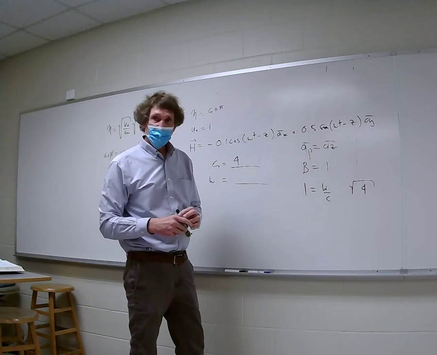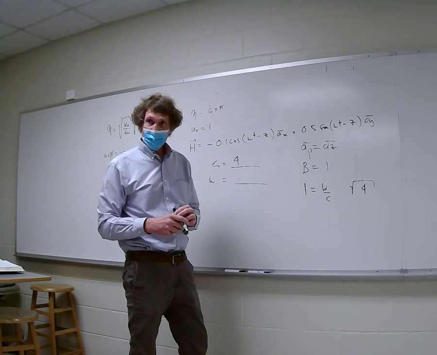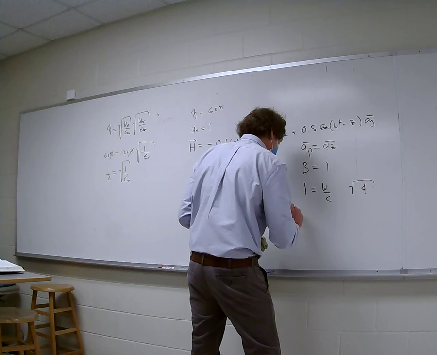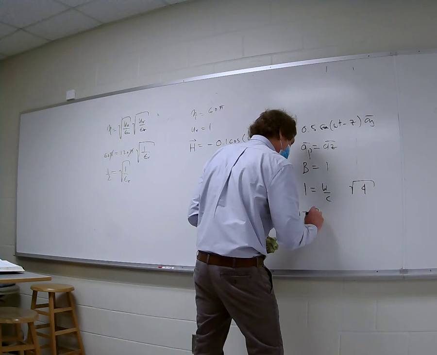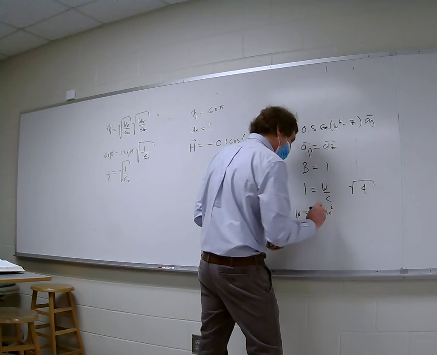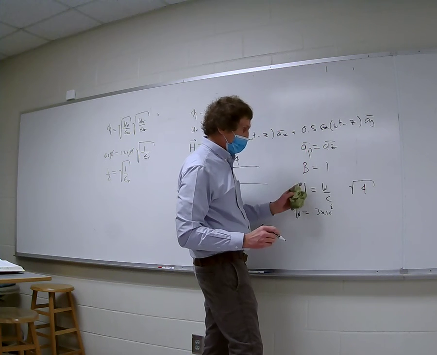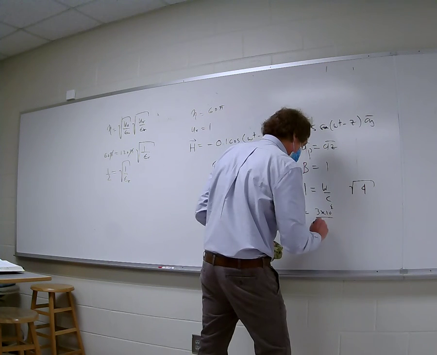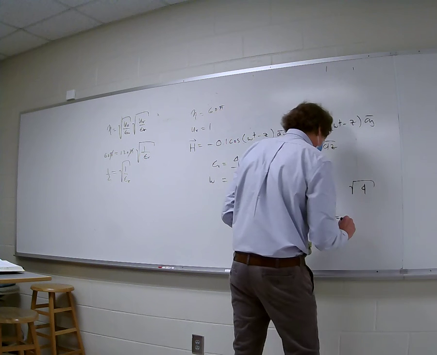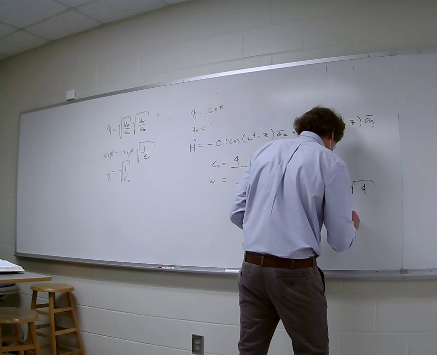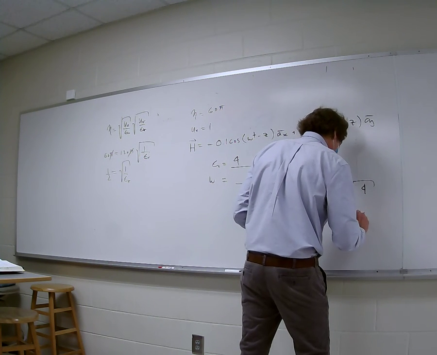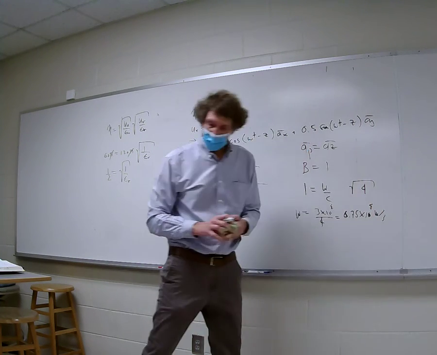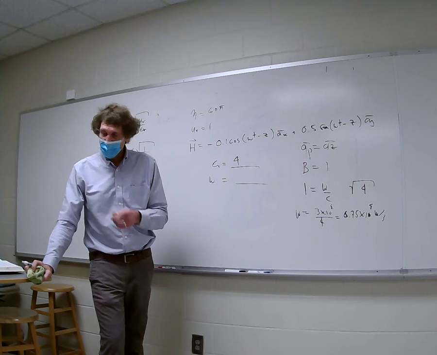I know c is 3 times 10 to the 8th, correct? And now I have omega is equal to c divided by the square root of 4, or omega is equal to 0.75 times 10 to the 8th meters per second, or 7.5 times 10 to the 7th meters per second. And what else do they want?